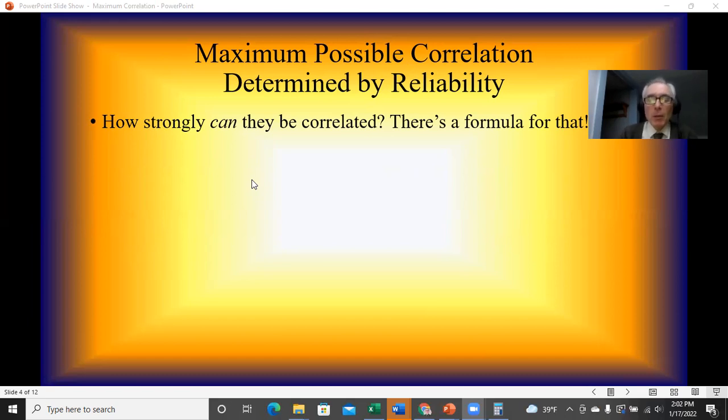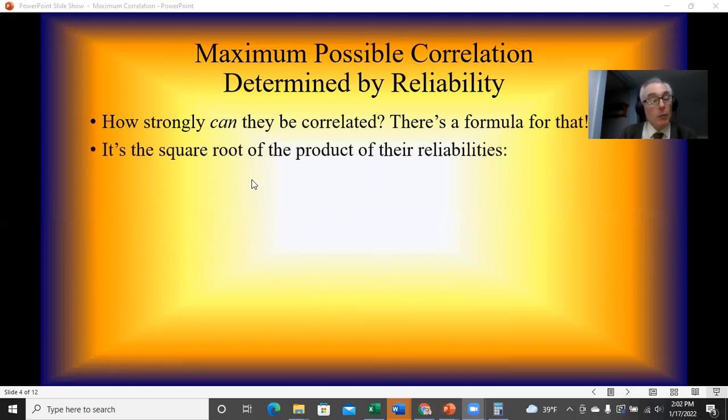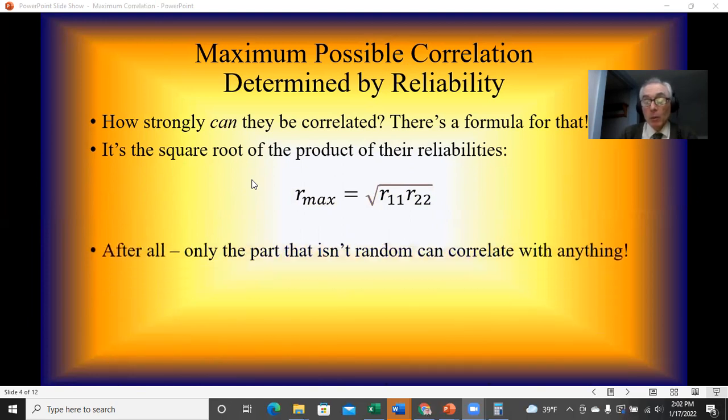And as you probably expect, if you've seen any more of the videos in this series, there is an equation for that. And it's a very simple one in this case. It's the square root of the product of their reliabilities. So R max, the maximum possible correlation, is equal to the square root of the quantity reliability of the test, R11, times reliability of the outcome, criterion, whatever you want to call it, R sub 22. Because again, the part of the test's measures that is random, that's error, doesn't correlate with anything because randomness doesn't.